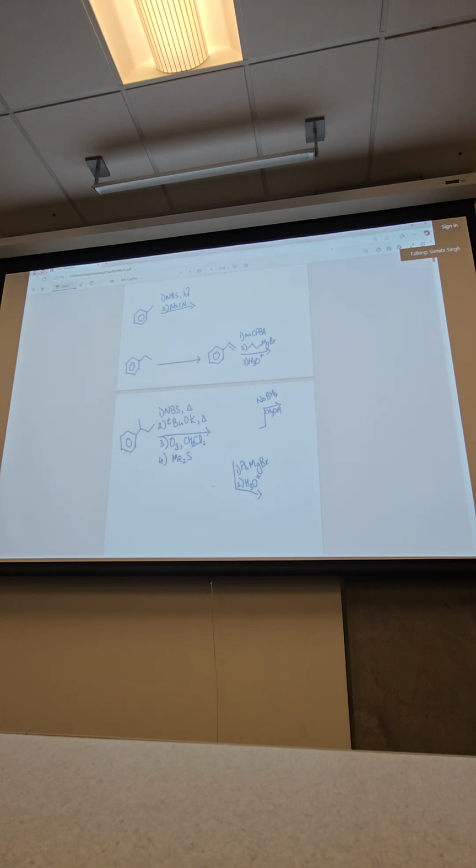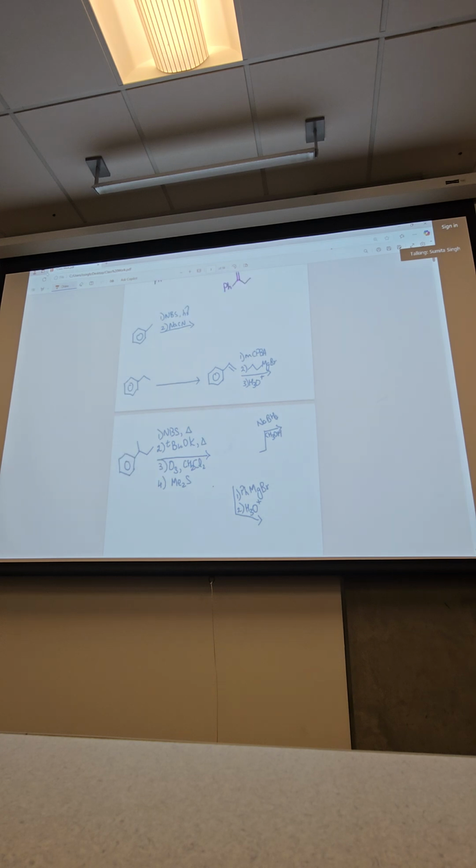Okay, what is NBS doing? It puts a bromine on the benzylic position. Do you guys agree? Yes. So what's going on with sodium cyanide? A substitution. What kind? SN2. You're just doing an SN2 reaction because that's a primary position. That's a good nucleophile, SN2 reaction, and it's just putting a cyanide group there. Everybody agrees? Yep. Okay, next one.